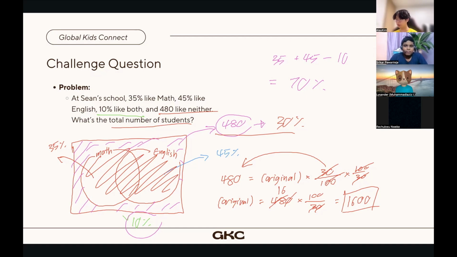This is a very confusing question and a bit difficult. Does anybody have any questions regarding how to solve it? Okay, I got a little bit lost in the 35 plus 45 minus 10. How does that equation equal 70% of students? How does that work?